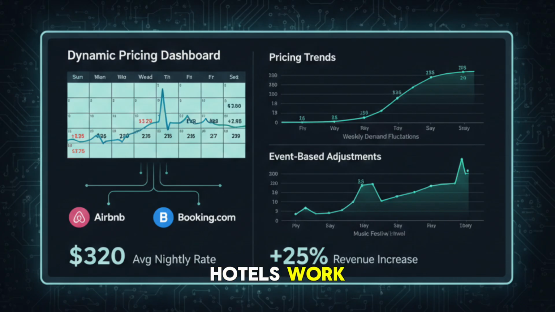Think about how hotels work. Their rooms aren't the same price every night. Friday costs more than Tuesday. A room during a major conference costs 3 times more than a random week in February. That's dynamic pricing, and it's based on math. Supply, demand, competition, seasonality, local events.